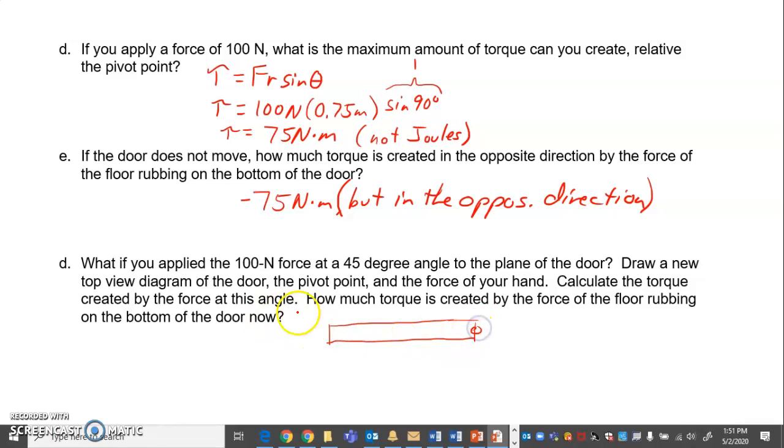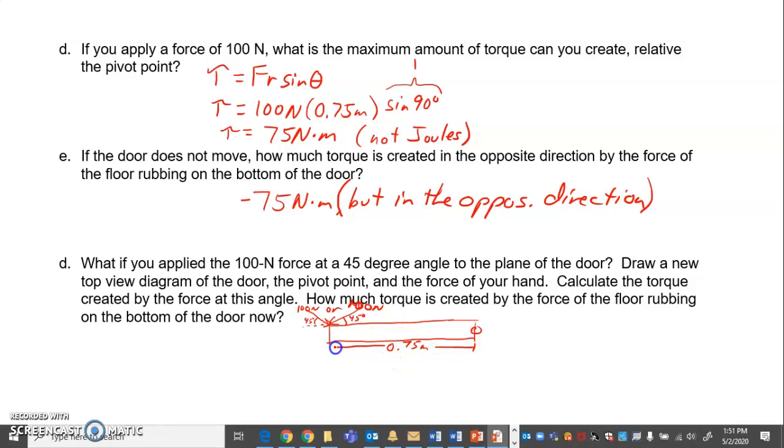So we got our pivot point here, and the force was either like this or like this. It doesn't matter. It's going to create the same amount of torque either way. That's a 45-degree angle. So there's our 100 newtons, or over here, 100 newtons. And then we still have the 0.75 meters.